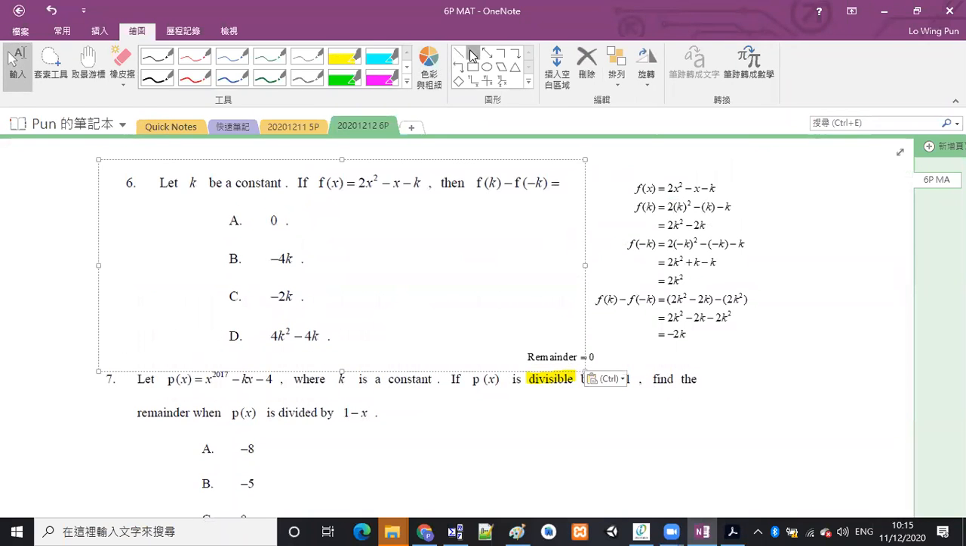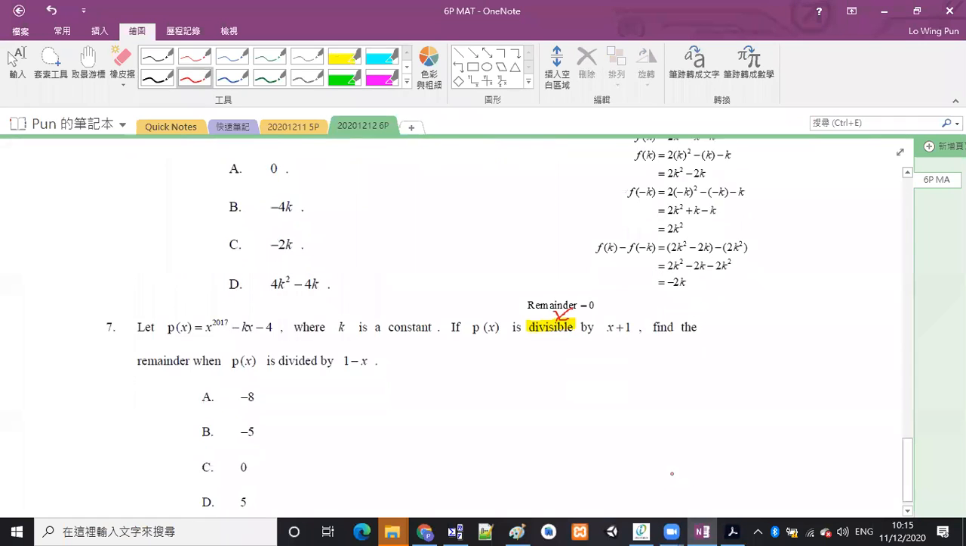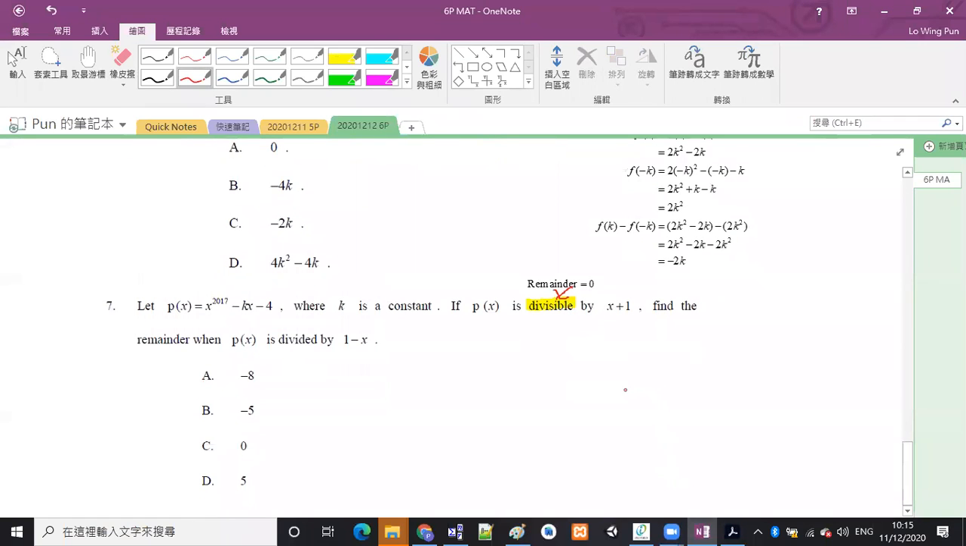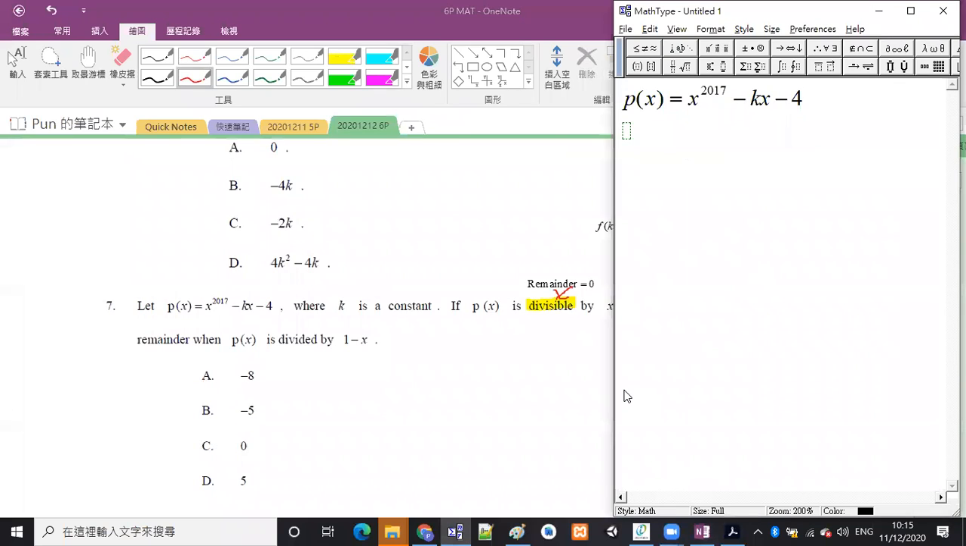Okay? But how do we find the remainder? Remember? The remainder is equal to f number, but we are not using f this time. We are using p. Okay, p number.